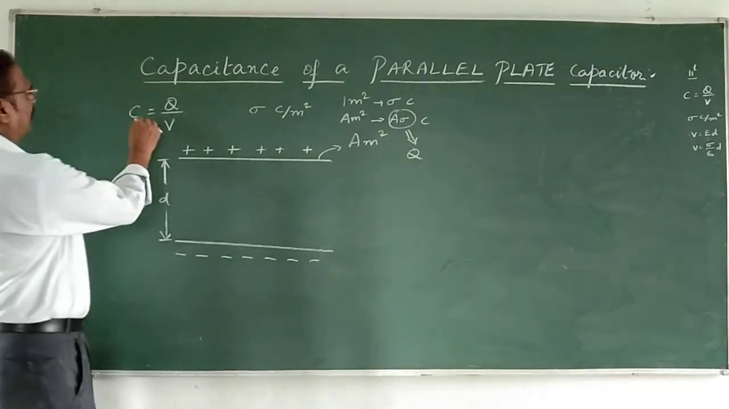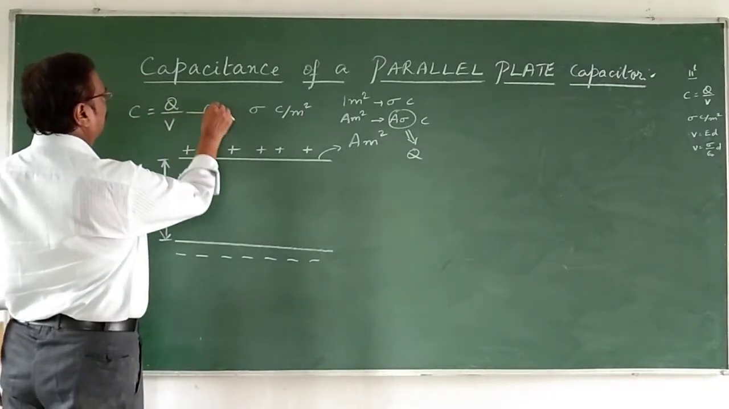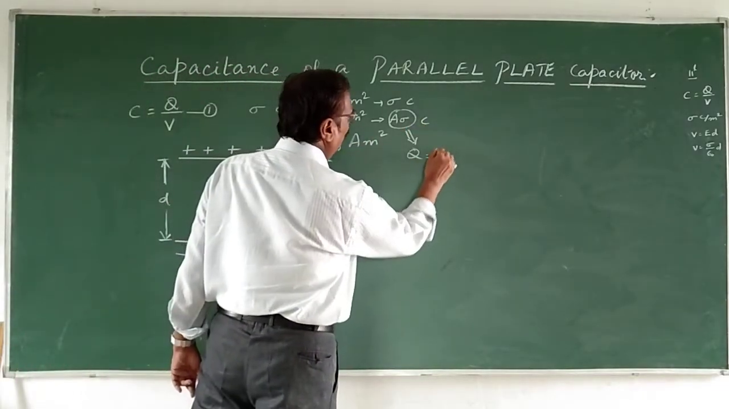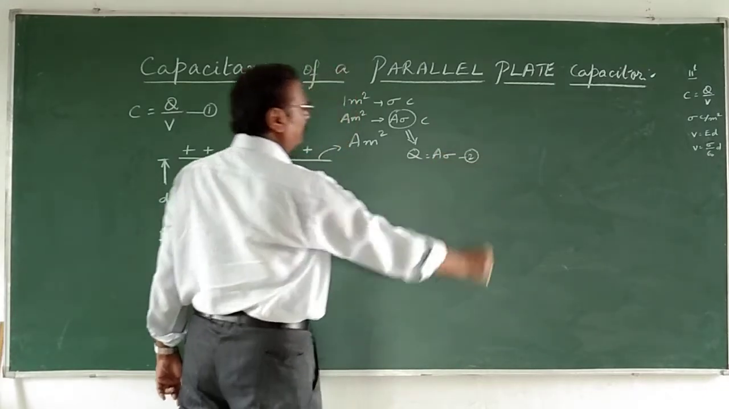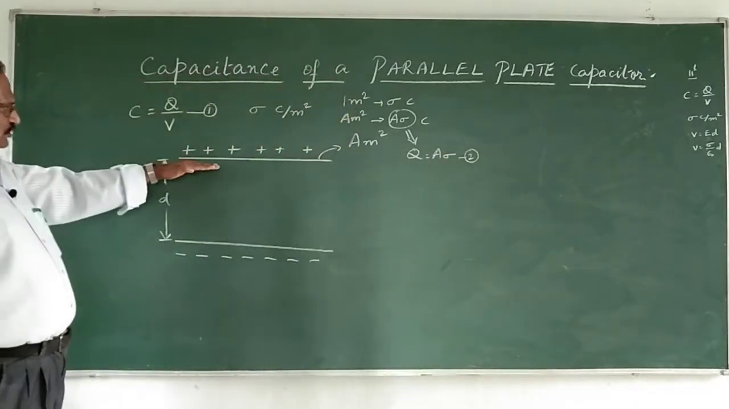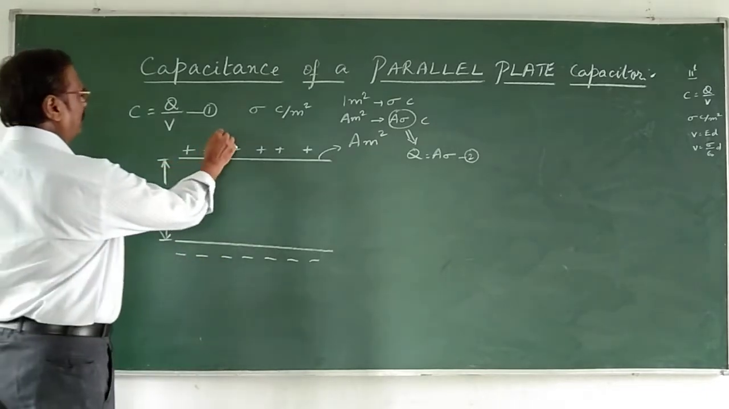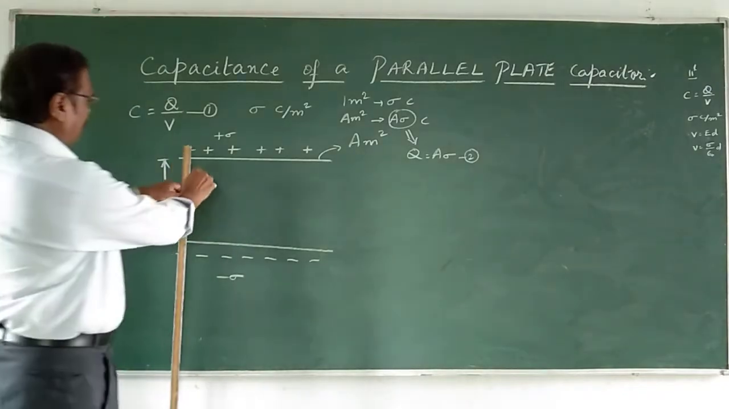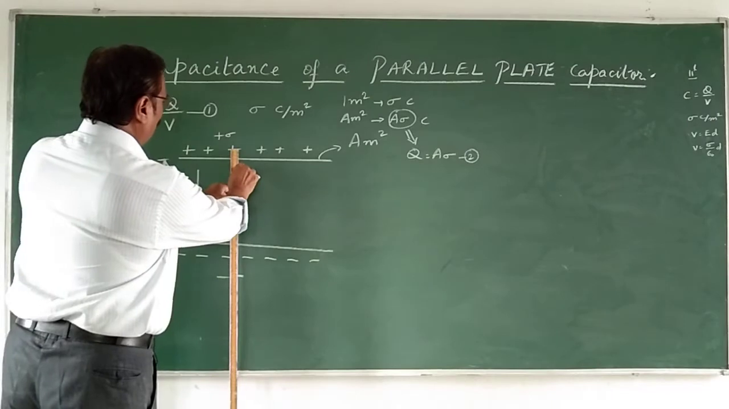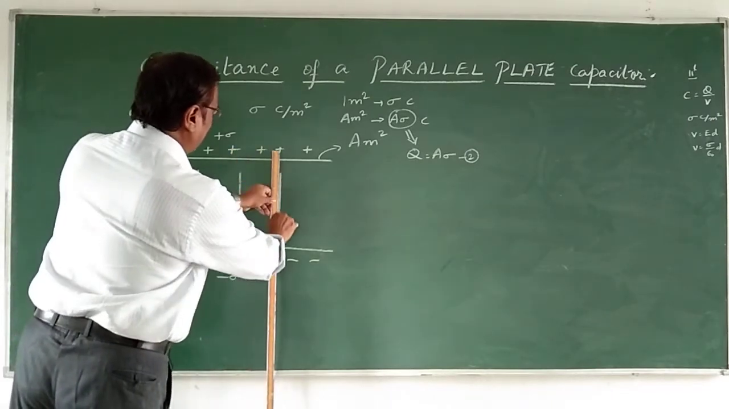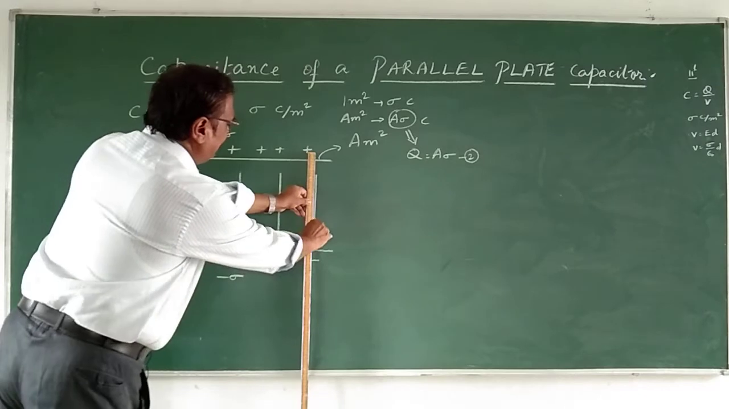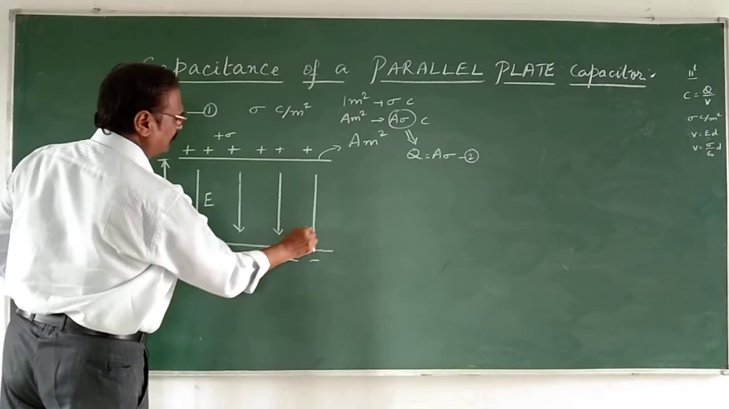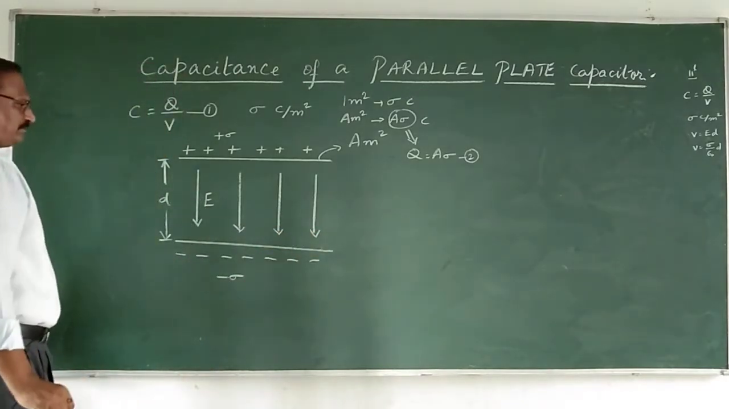We know the main formula C is equal to Q upon V, which is equation number 1. And we found that the charge Q is equal to A sigma, let us say equation number 2. This is positive and this is negative, this is plus sigma and this is minus sigma. Now, there is an electric field which acts from the positive plate to the negative plate. Let us say the electric field is E.